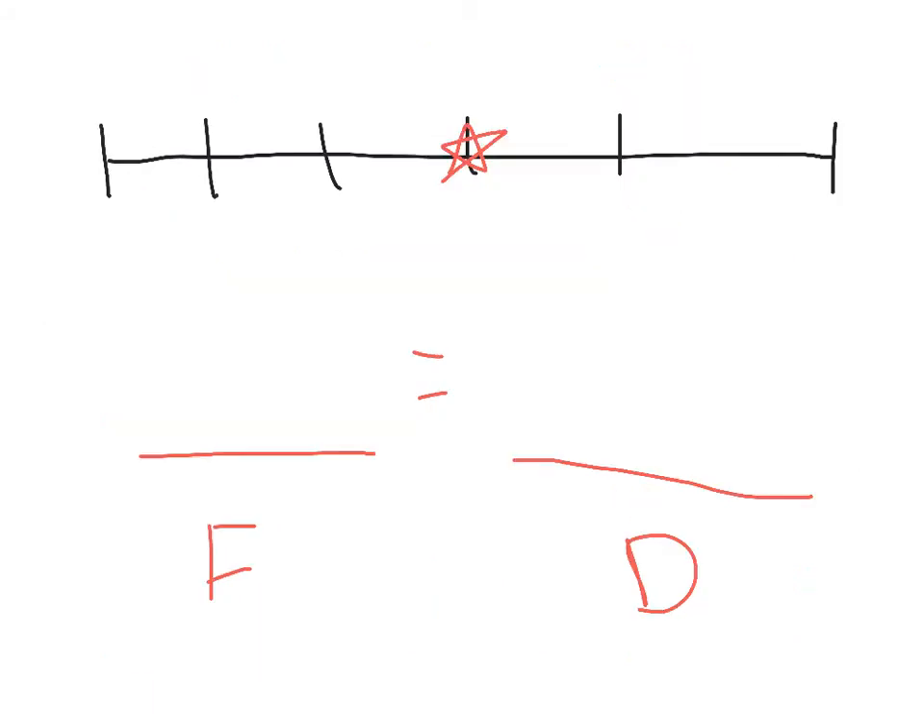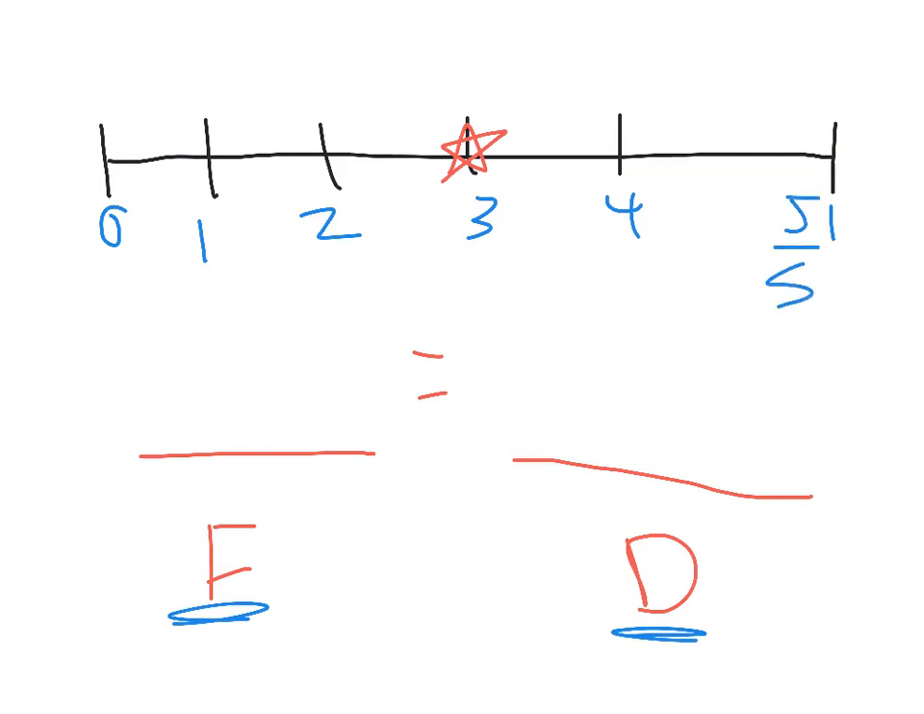So on our first example, we've got a number line here, and I want to know what is my fraction and what is my decimal. So the first thing I need to do is figure out my fractions. So I've got 1, 2, 3, 4, 5. So 5 over 5 is going to be equivalent to 1 whole. So my denominator for all of these is going to be fifths. So my fraction is 3/5.